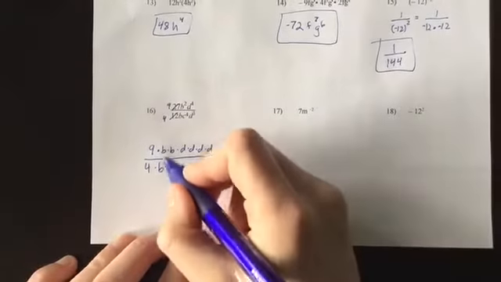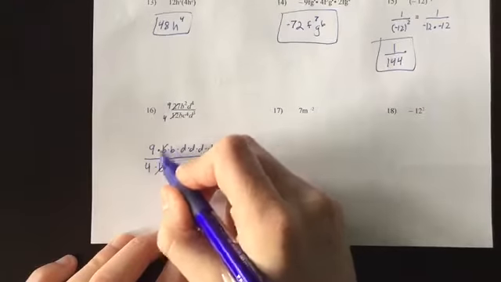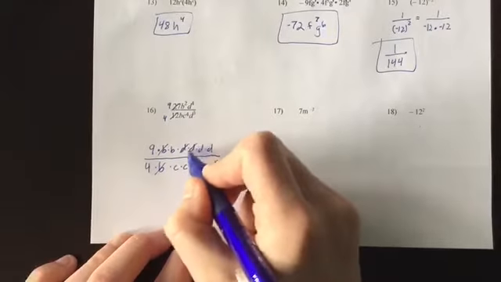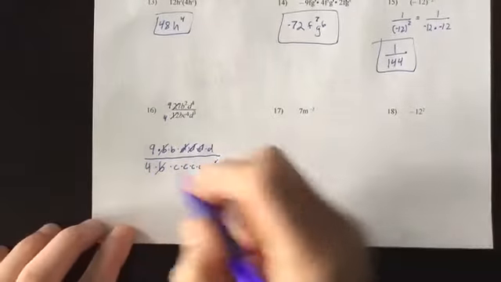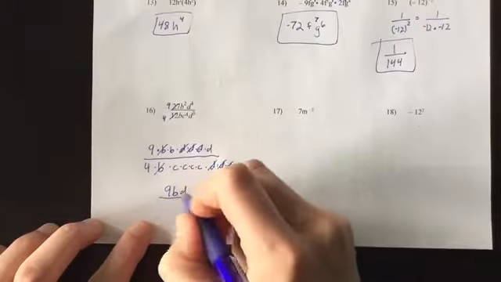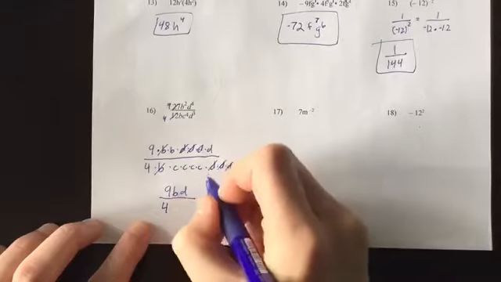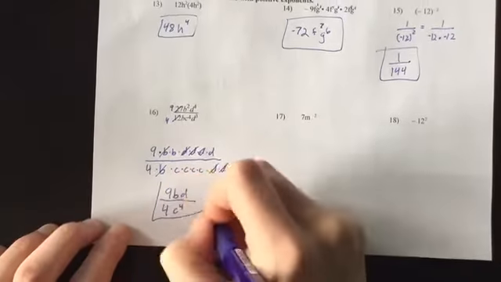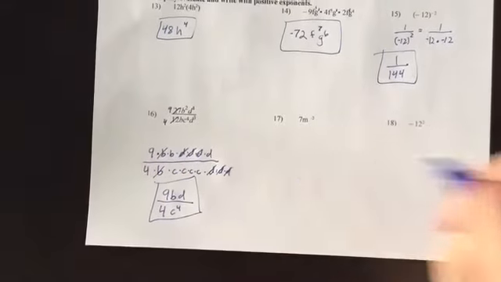Okay? So b's, we can cancel 1b in the bottom with 1b on the top. Our d's, we can cancel the 3 d's on the bottom with the 3 d's on the top. Now I'm looking for what's left over. In the numerator, 9bd. In our denominator, 4c to the 4th. And that's it. 9bd over c to the 4th.